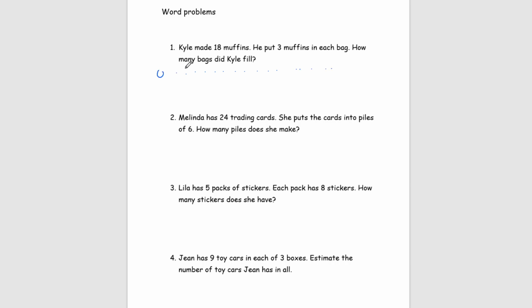I count 1, 2, 3, 4, 5, 6, 7, 8, 9, 10, 11, 12, 13, 14, 15. Okay, 18. And he put 3 in each bag. So let's separate all of them. So here's 3, here's 3, here's 3, here's 3, here's 3, and here's the last 3. So we can count, we have 1, 2, 3, 4, 5, 6 bags. So number 1 is 6.